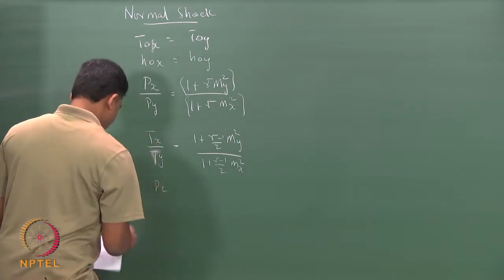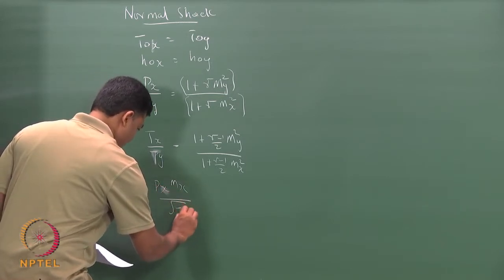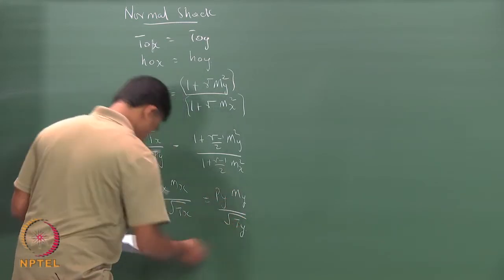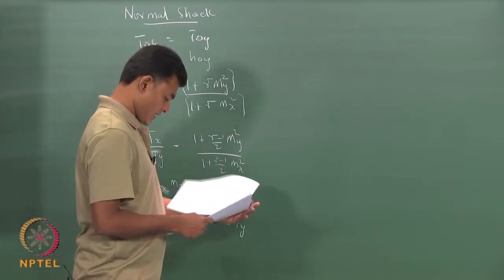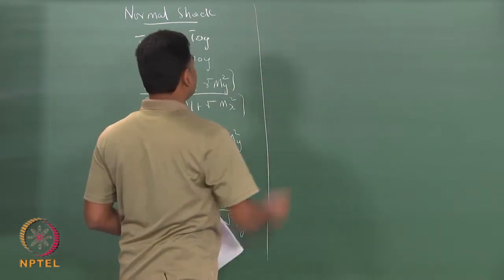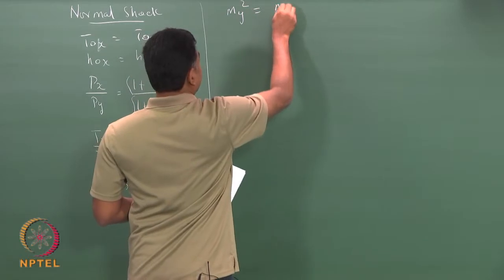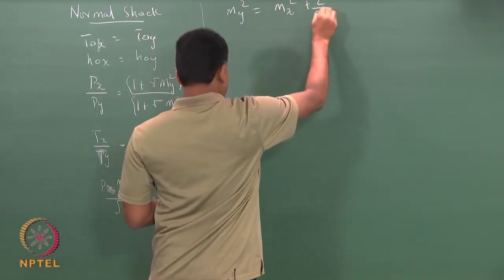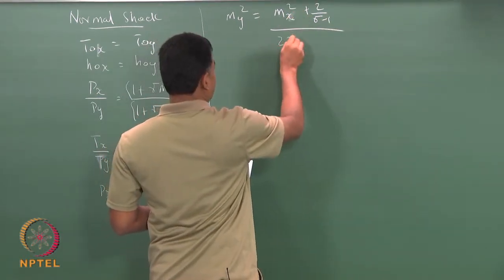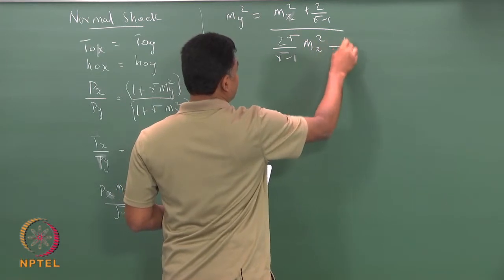Our third equation, from continuity, is Px Mx root Tx equals Py My root of Ty. We have also derived the equation for Mach number after the shock in terms of Mach number before the shock. So, your My square is Mx square plus 2 by gamma minus 1, whole divided by 2 gamma by gamma minus 1 Mx square, whole minus 1.